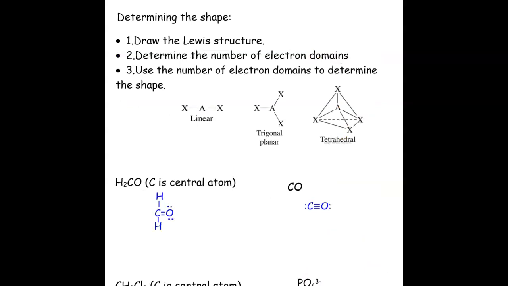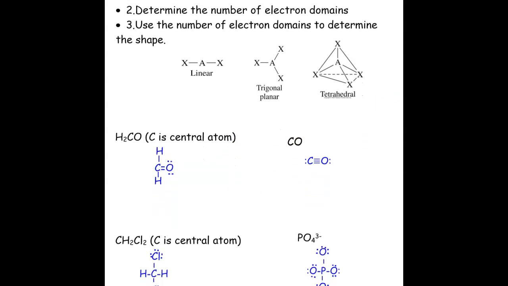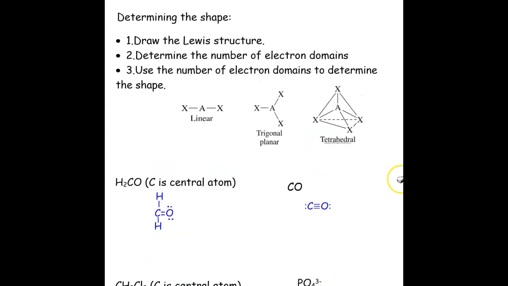So here is how we determine the shape. First, we need to draw the correct Lewis structure. I did that for you already. Next, we need to determine the number of electron domains. Use the number of electron domains to determine the structure. So I will show you the first 2.